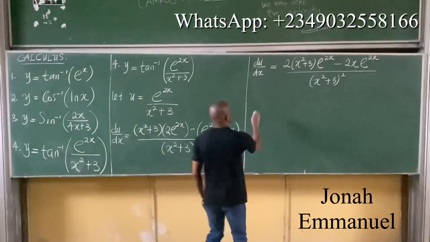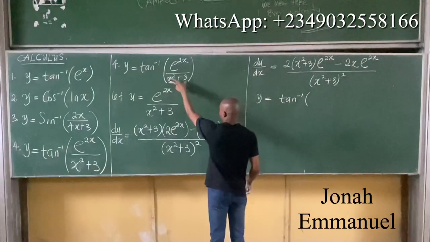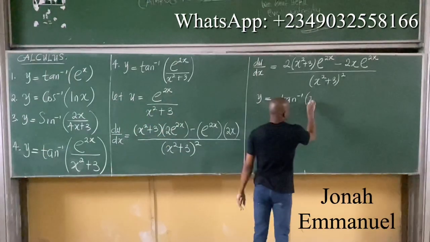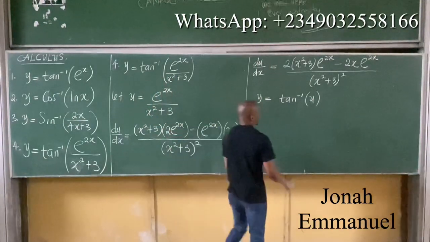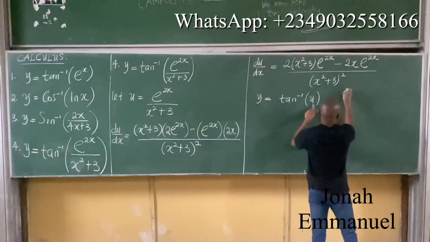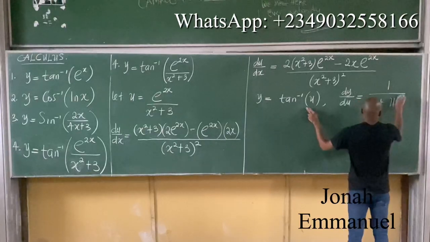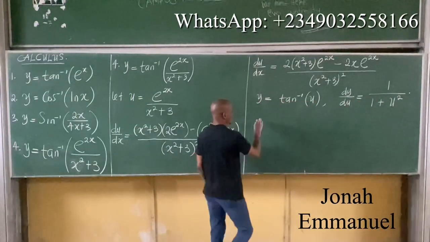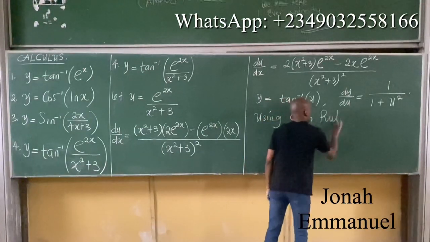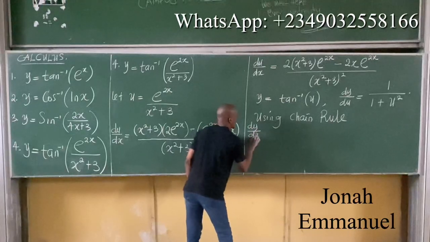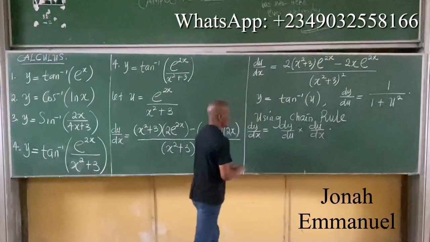Next, I'll have that y is now equal to tan inverse of this. This here is what? u. So it becomes tan inverse of u. Differentiate y with respect to u. I'll have dy/du is equal to, for tan inverse, 1 all over 1 plus u squared. So from here, using the chain rule, I will have dy/dx is equal to dy/du times du/dx.